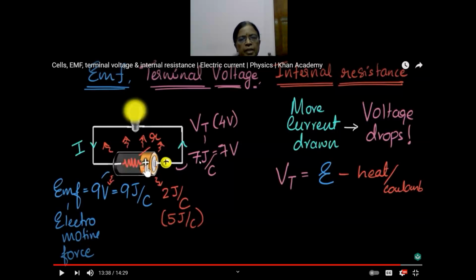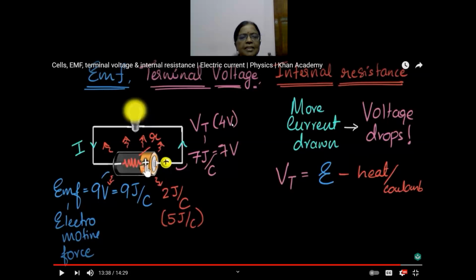EMF of the cell we know is 9 volt, and due to the internal resistance its voltage is reduced to, for example, 4 volt. This is the terminal voltage, and it is due to the internal resistance of the cell, the voltage dropped inside the cell across this resistor. See, 9 volt is the EMF of the cell. 4 volt is the terminal voltage found. When we connect a voltmeter here, it shows 4 volt.